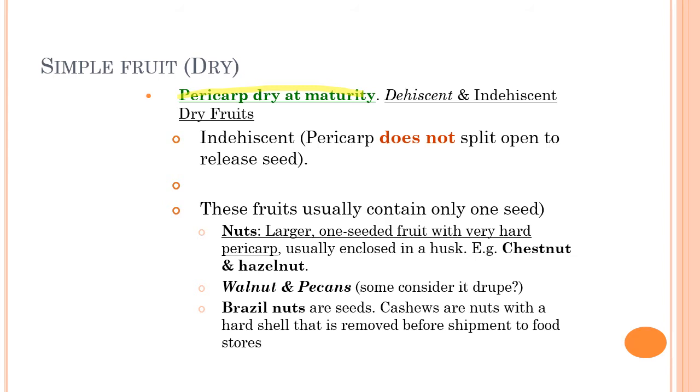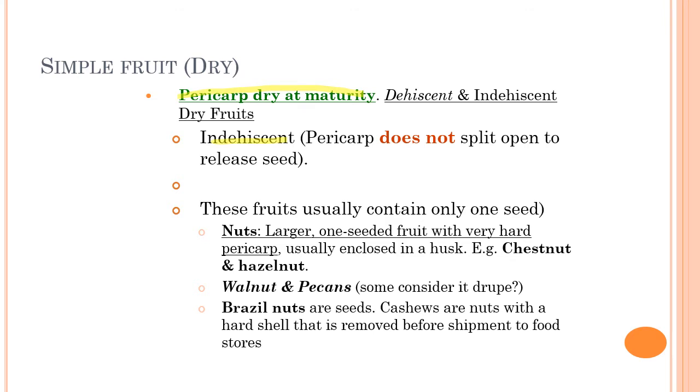So dry fruit has the whole pericarp, exocarp, mesocarp, and endocarp, and all of it is dry. It's either indehiscent or dehiscent. Most of the crops we have are actually indehiscent. That means they don't open and they don't release their seed.